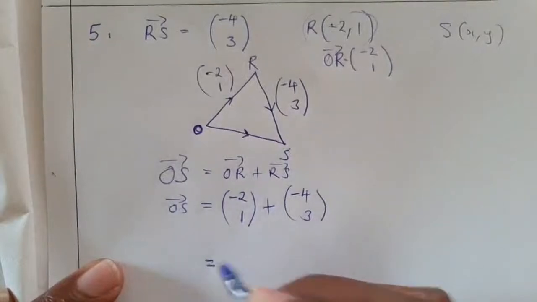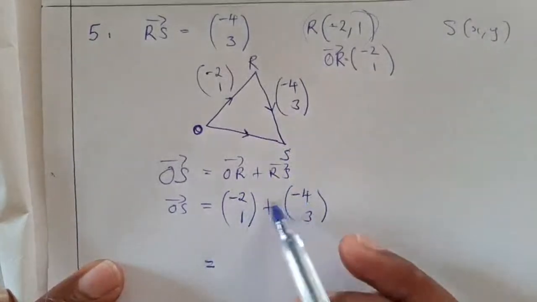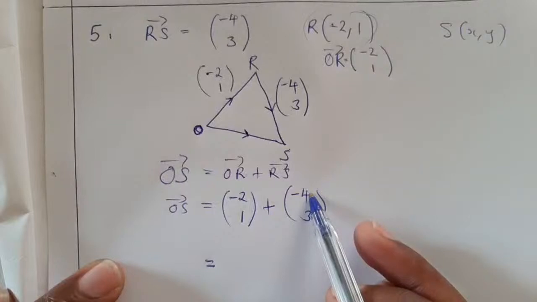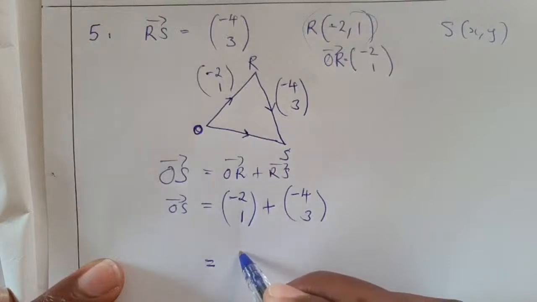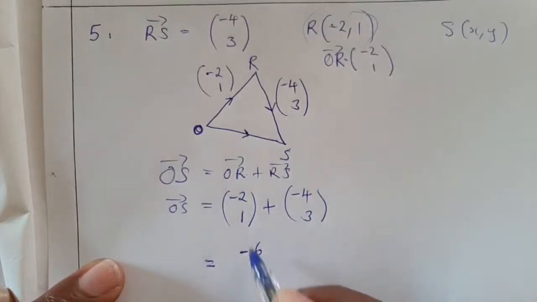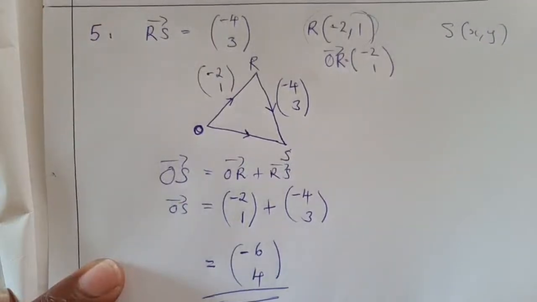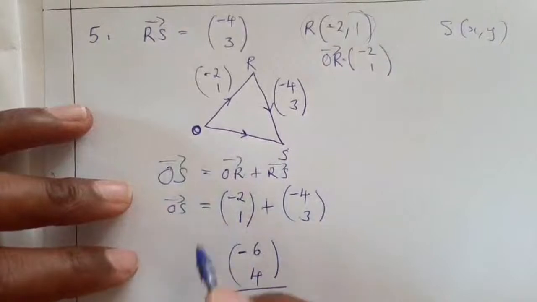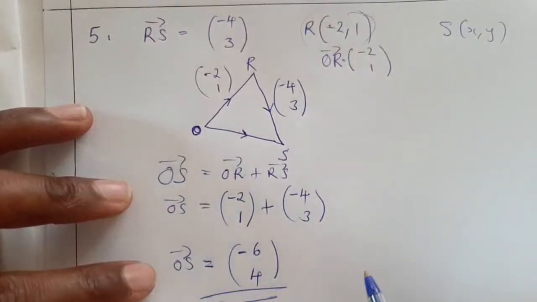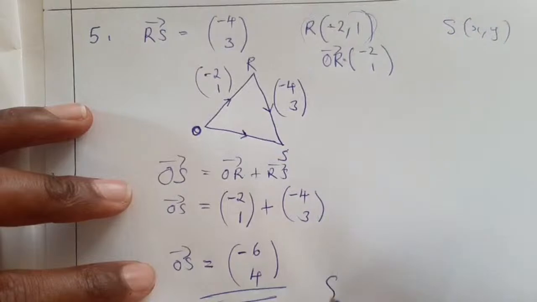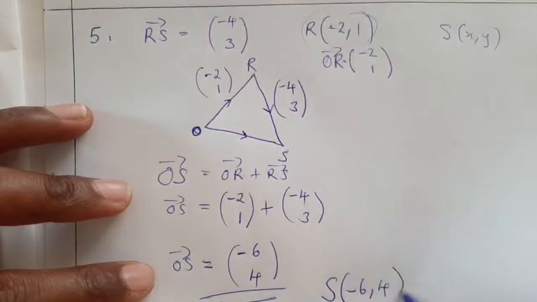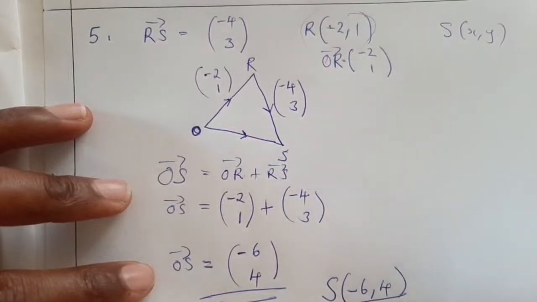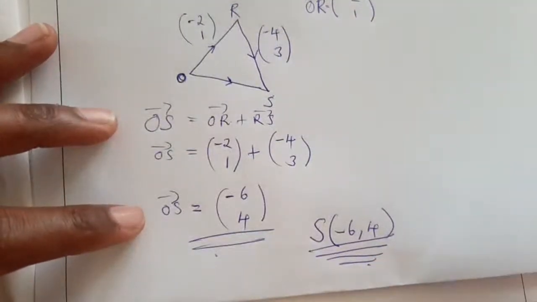Okay, so from here, what is -2 plus -4? -2 plus -4 will just give us -6. 1 plus 3 will give us 4. This is the column vector for OS, but the question is asking for the coordinates of S. So the coordinates of S will be -6, 4. This will be the answer right there.